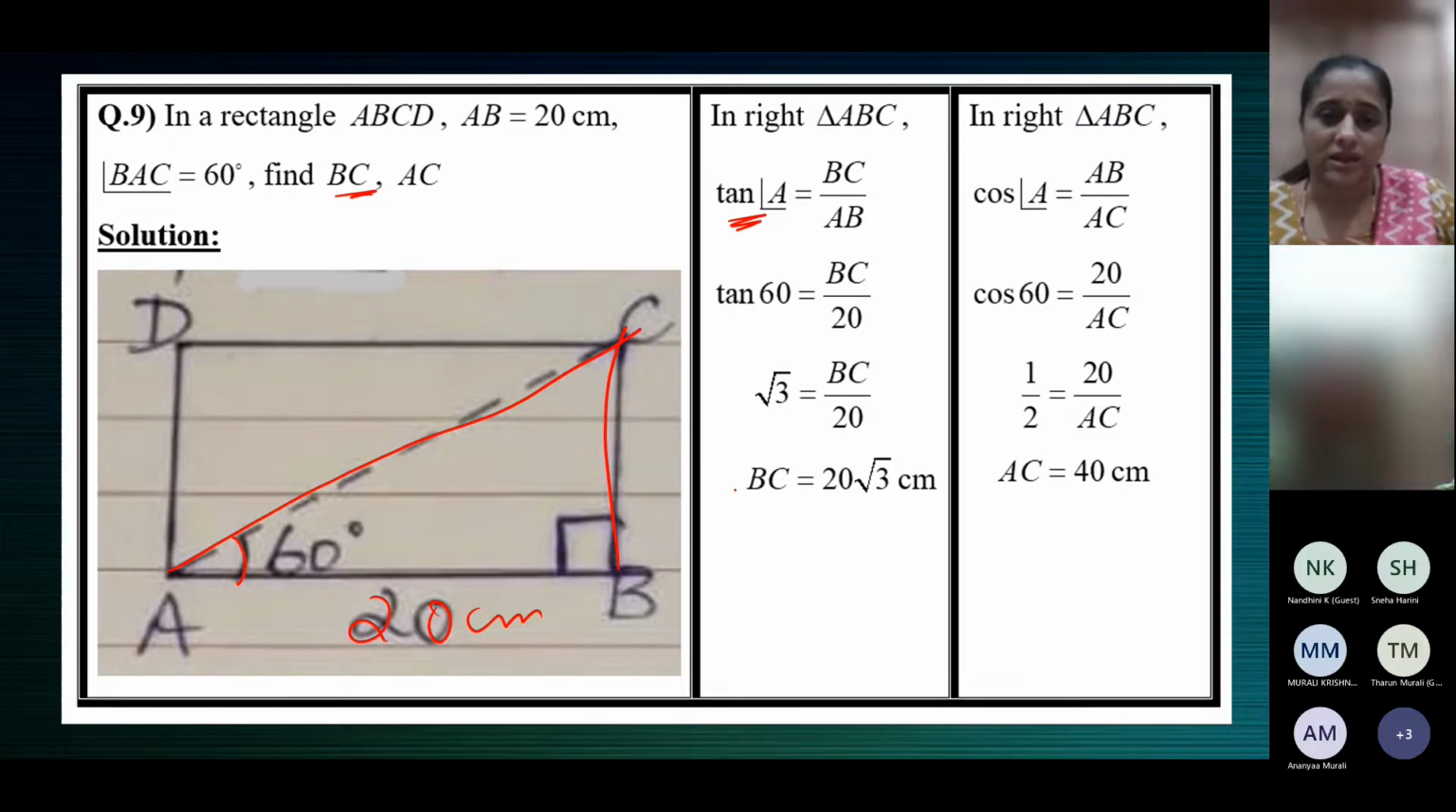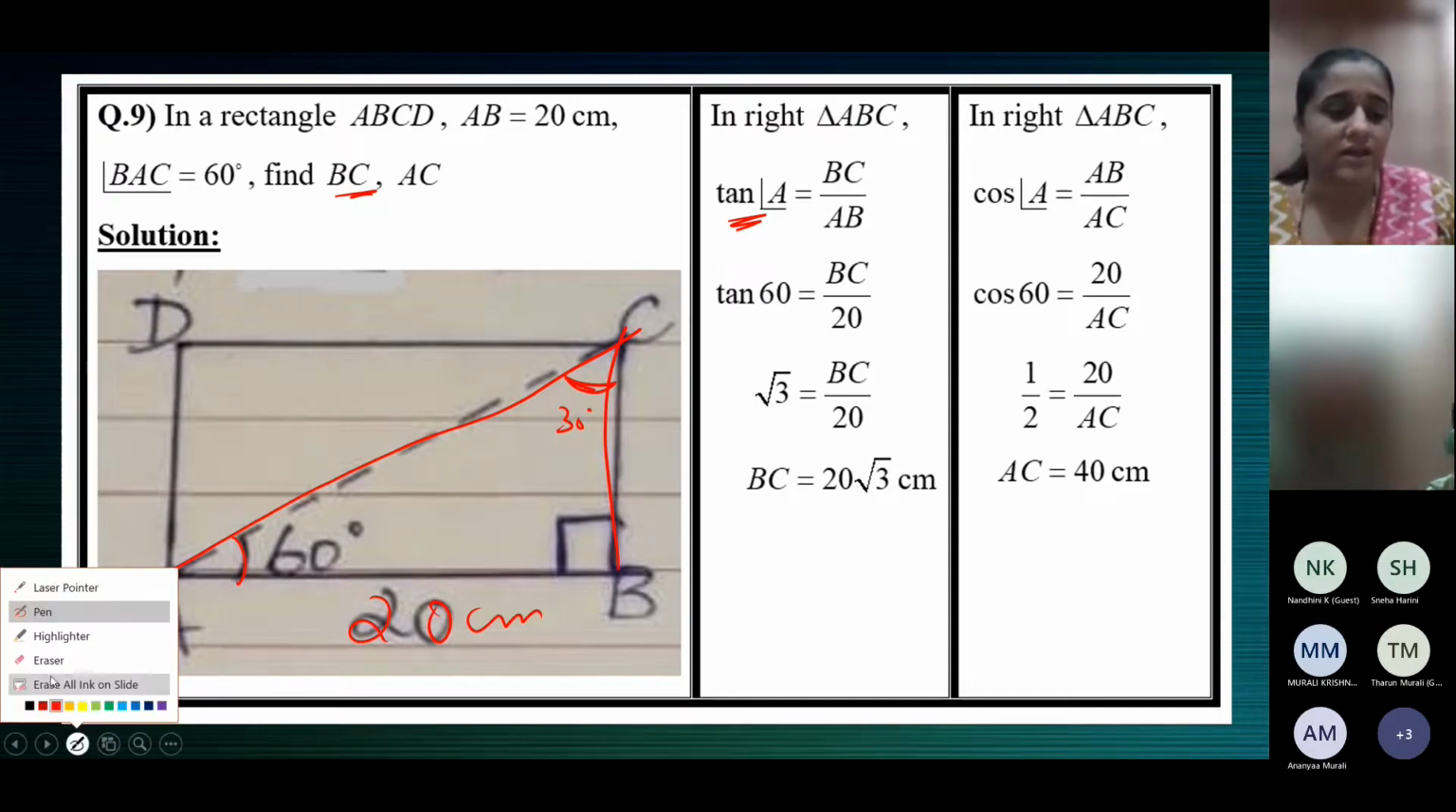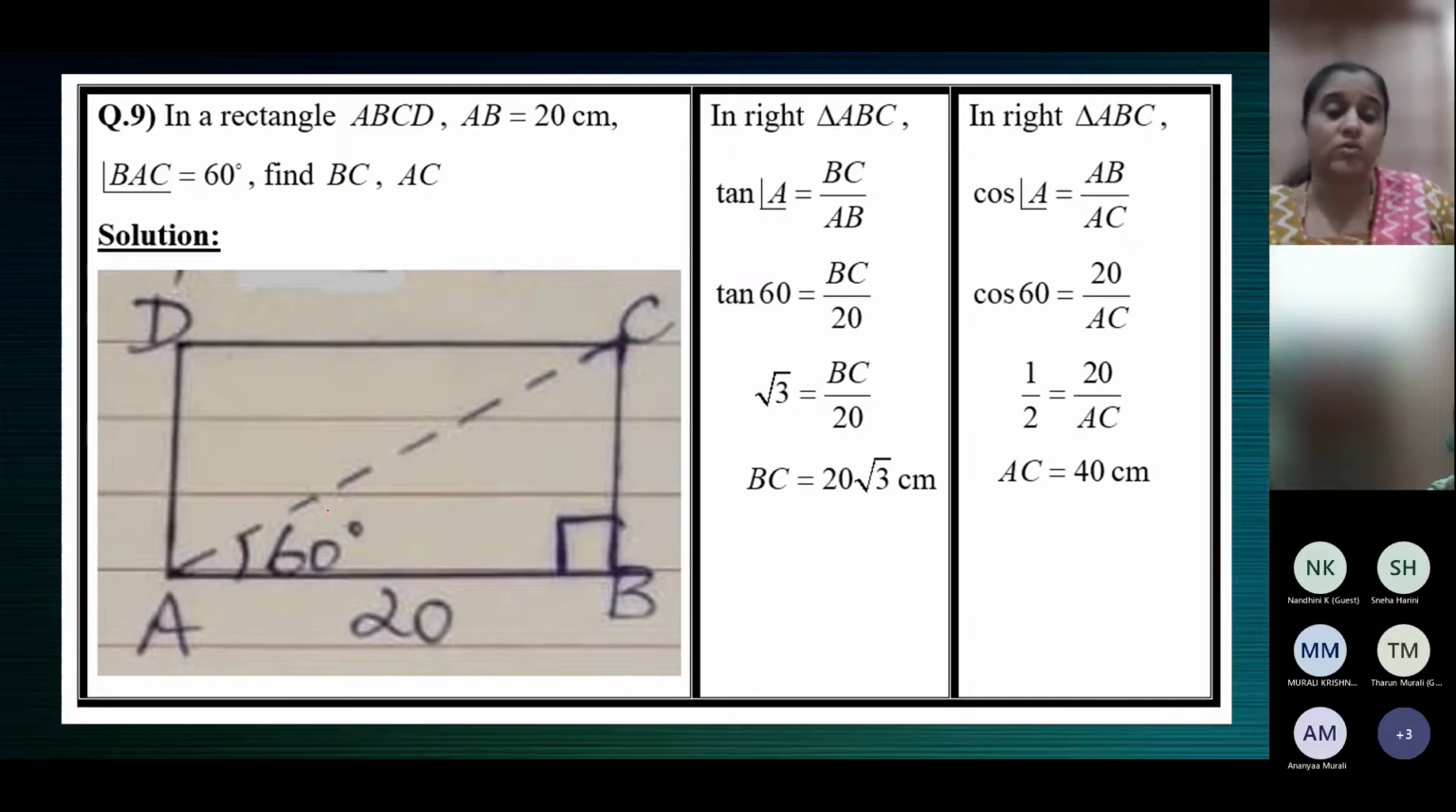We use angle A because you can also find using angle C, if you find this angle is 30 degrees. Now using angle A, why should you use tan? Because we have to find BC using AB, because AB only is 20. You don't know AC, right? So you cannot use AC. So the thing is, we'll have to find BC using AB and 60 degrees.